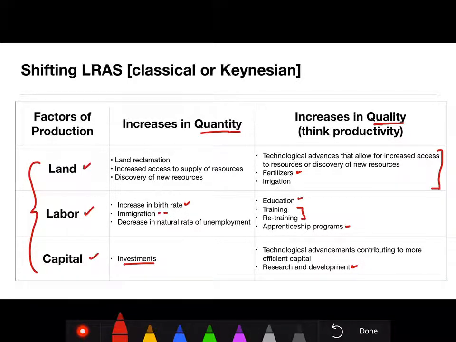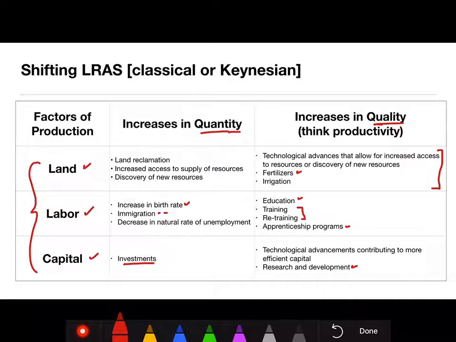So if we have increases in any of these factors, the long-run aggregate supply shifts to the right. Decreases in these factors would also shift the curves to the left, but it truly is kind of difficult to think about great examples where you see decreases in these things. It could happen.